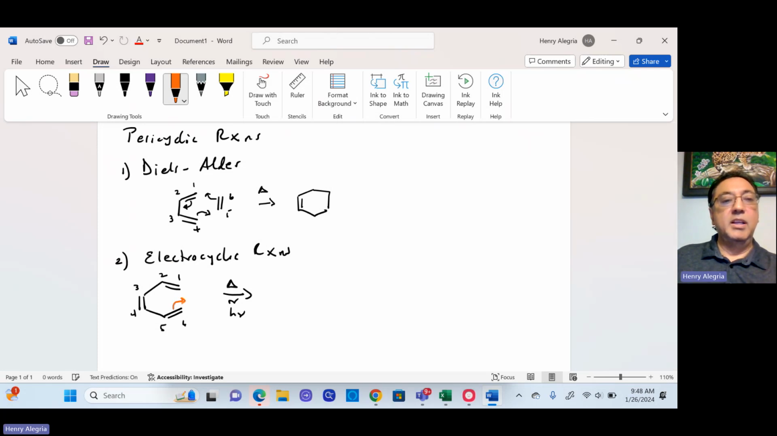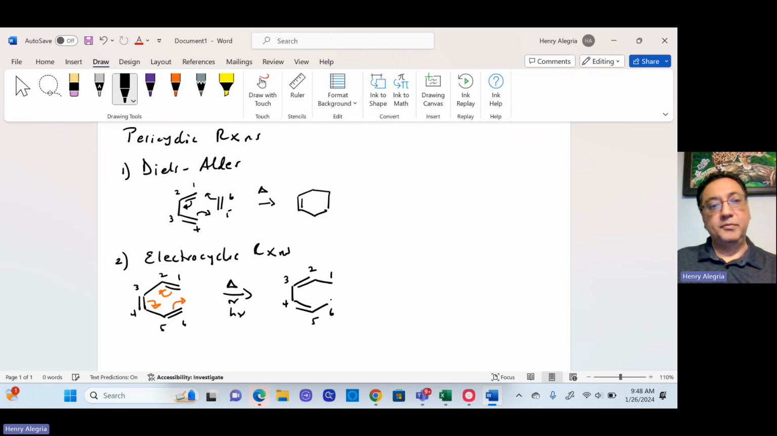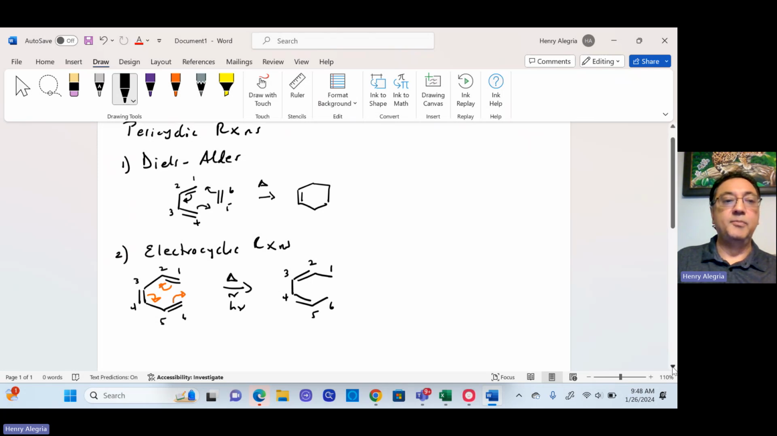carbon 6 will take the pi electrons, form a bond with 1. These pi electrons move over to now be between 2 and 3. And these pi electrons move over to now be between 4 and 5. So if you follow that, then what you're going to get is going to be the following, right? So here's 1, 2, 3, 4, 5, and 6. So you see where bonds have broken and bonds have formed and bonds have shifted. So it would be an electrocyclic reaction.